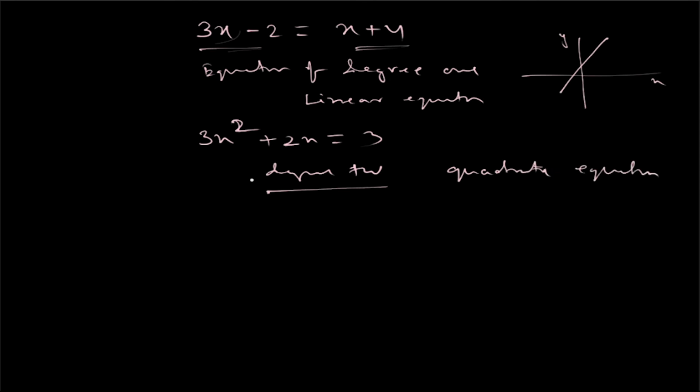Okay, quadratic equation that we will learn later. And suppose there is one equation like 4x cubed plus 3x is equal to 2x square, like this. And here the maximum power of the variable x is 3. So it is an equation of degree 3. Okay, it can also be called a cubic equation.